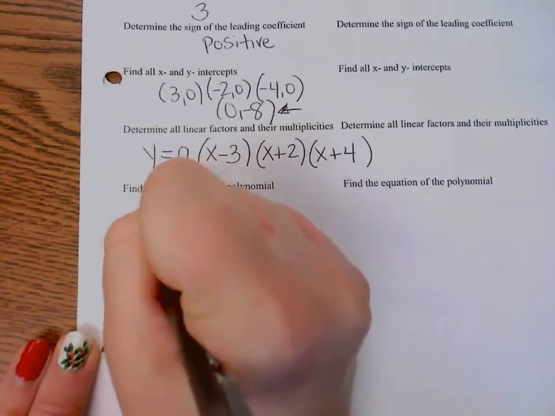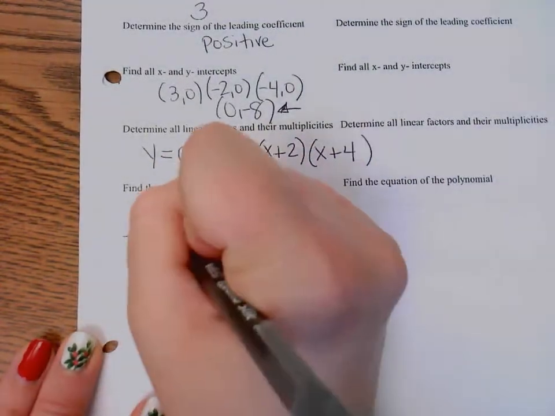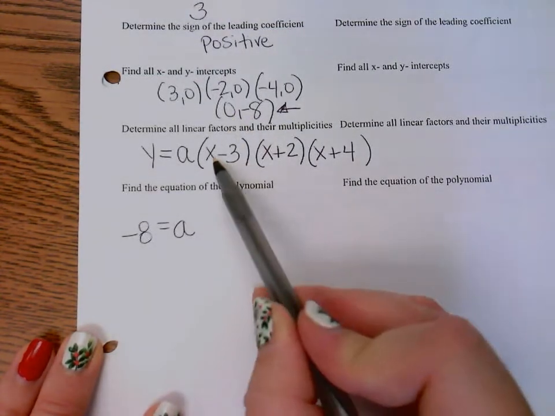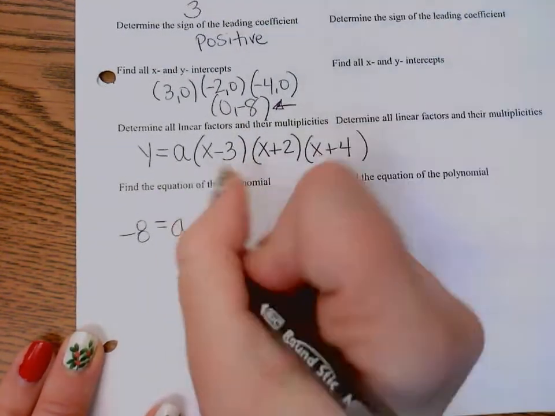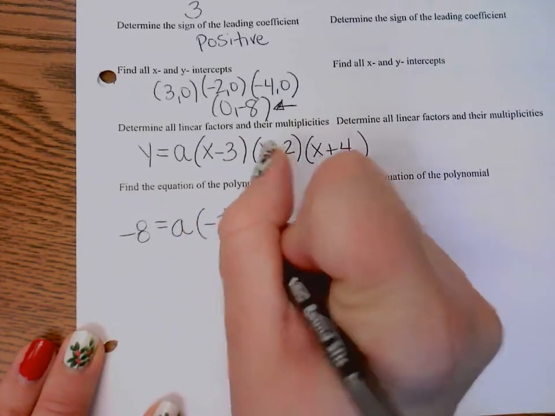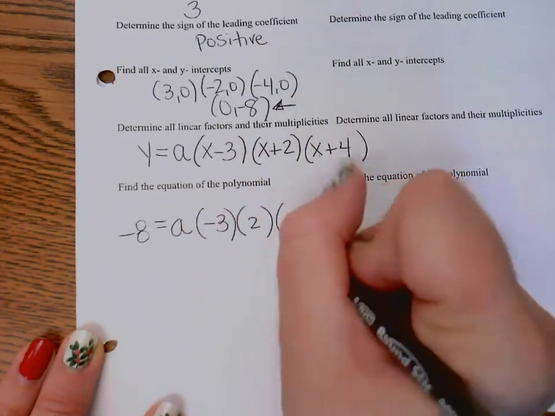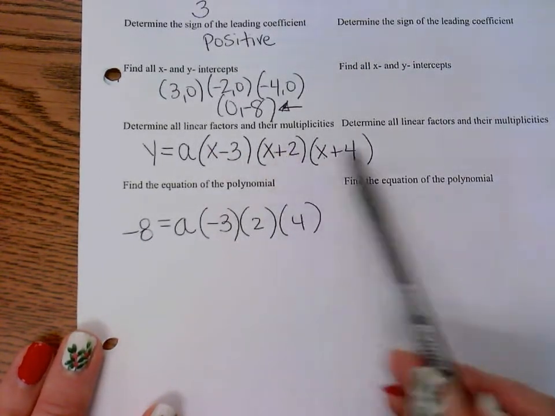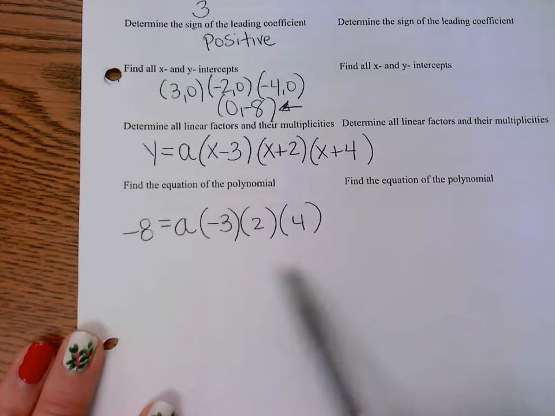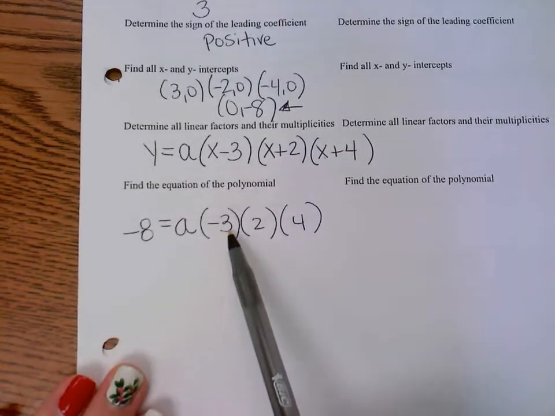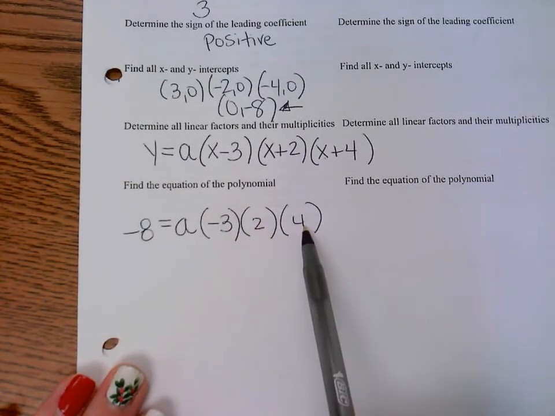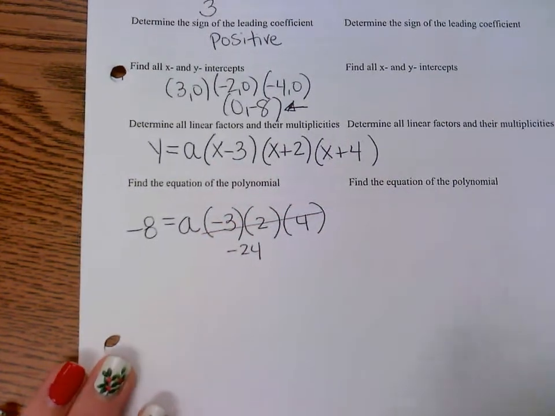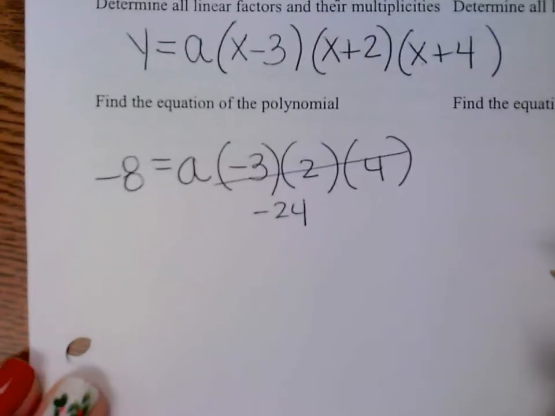but you're going to take the -8, plug it in for y. We don't know the stretch factor. We're going to plug in 0 for all of the x's. So that will give me -3 times +2 times +4, right? Because 0 minus 3, 0 plus 2, 0 plus 4. What is that number? -6 times 4 is -24. How would I solve for A as my last step?